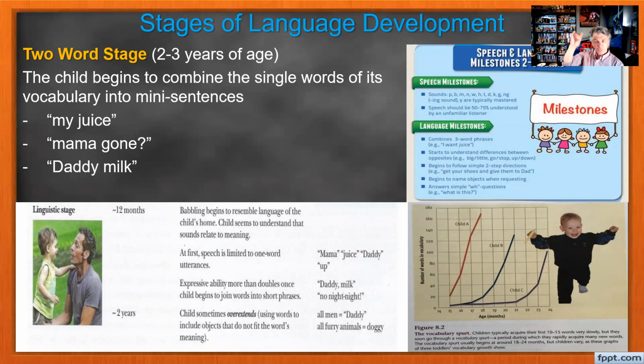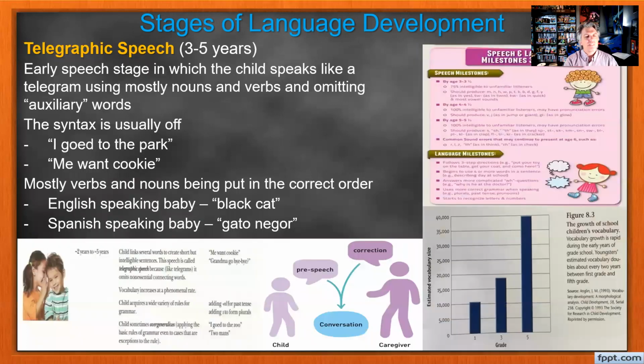It's the same sound, but the fact that it's very excited now and they're going to the door, they're communicating to me, as annoying as it may be. Telegraphic speech starts to happen from 3 to 5 years of age. From 3 to 5 years of age, this is where the child starts to speak like a telegram, kind of like in text messages where you don't use all the verbs and adjectives that you might have to.